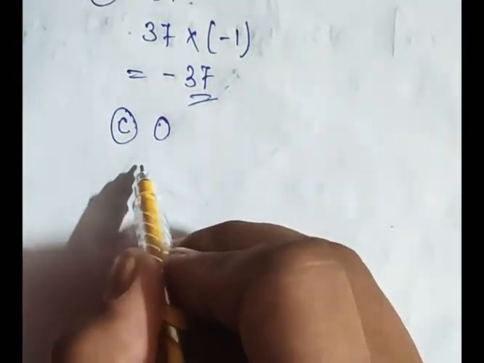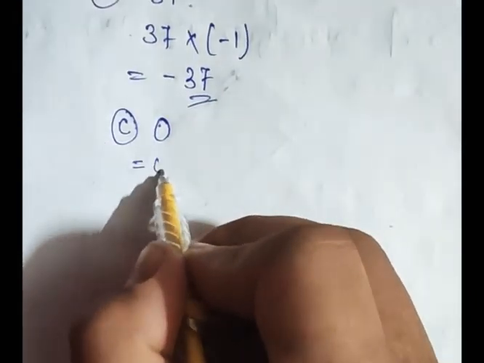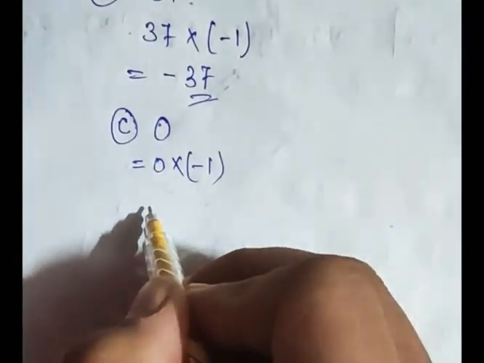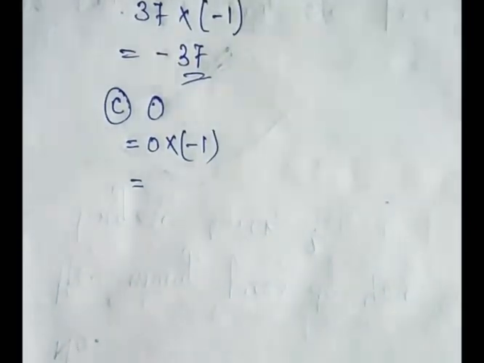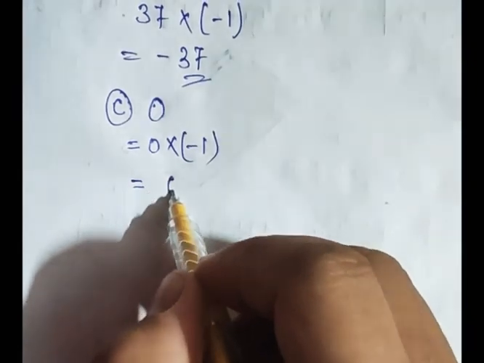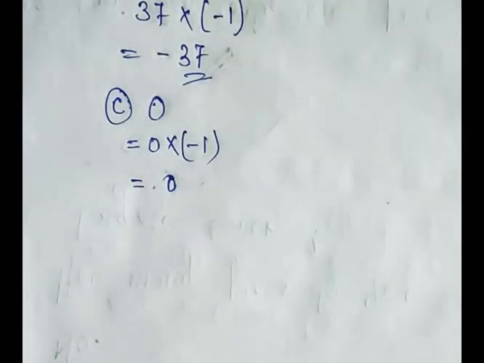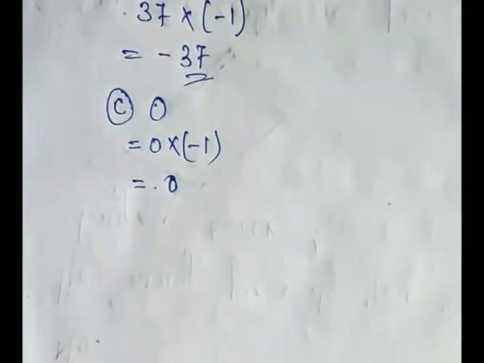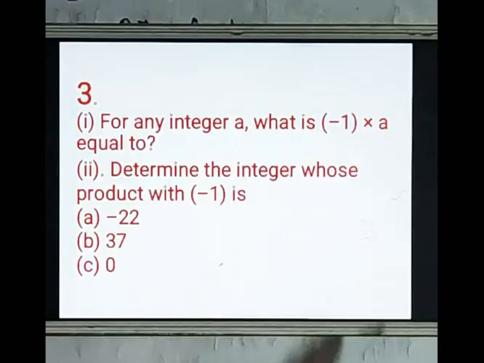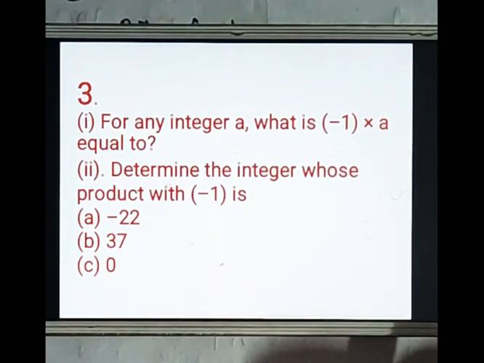Let us multiply with 0. 0 into minus 1. In the previous class I mentioned that whatever the greater number or the smaller number you have, multiplying with 0, the answer is 0. Don't put minus here, because 0 is neither a positive integer nor a negative integer. Okay. So with this we are over with question number 3 also. I hope you have understood this. This is the easiest one.